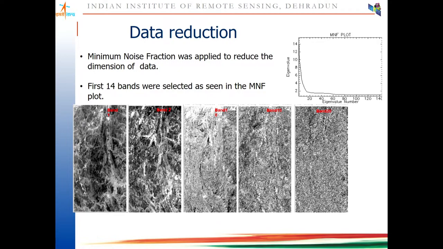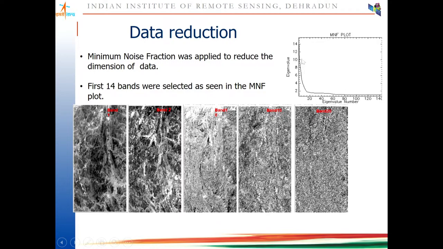So the data reduction techniques, there are different types like principal component analysis, minimum noise fraction, independent component analysis, wavelet transformation, Fourier transformations and all. So what we do for the data reduction, generally the most widely used technique for hyperspectral data is MNF, that is minimum noise fraction. So what do we do in that? We just apply the algorithm and then finally we see the result will appear like this.